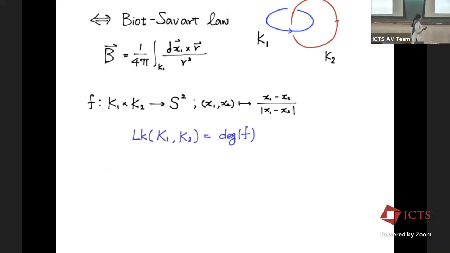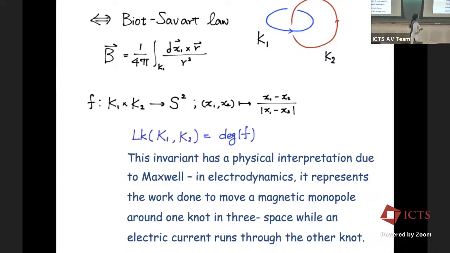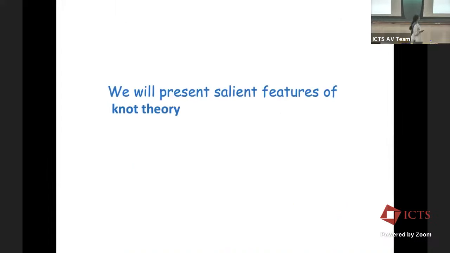Okay, and the simple Biot-Savart law, which we have all learned in electrodynamics, the work done to move a monopole, let's say, over one loop due to an electric current in the other loop, is captured by the linking number. And a mathematician will look at it as a map from 2 circles to S2 and look at the degree of that map to give the linking number. So it's very nice, the ways in which physicists and mathematicians look at this.